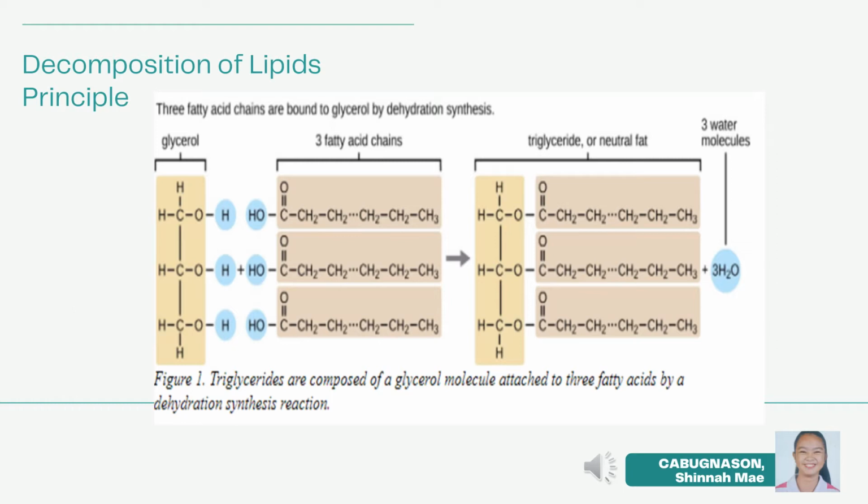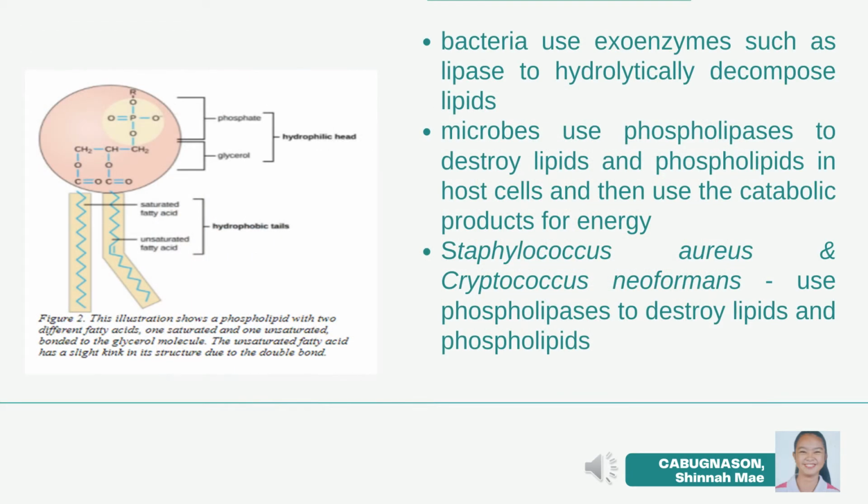Furthermore, microbial lipid toxins can induce membrane injuries and cell death. Many bacteria use exoenzymes such as lipase to hydrolytically decompose lipids. Two types of enzymes responsible for lipid degradation are lipases and lipoxygenases. Phospholipids compose the cell and organelle membranes of all organisms except the archaea. As shown in the figure, phospholipid structure is similar to triglycerides except that one of the fatty acids is replaced by a phosphorylated head group.